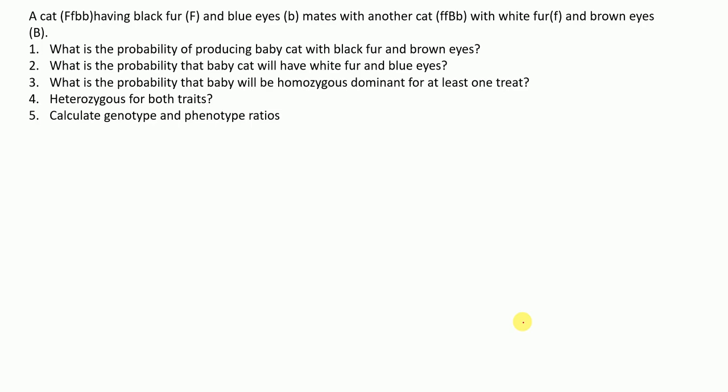Okay, first, we have 2 cats, right? So cat 1 is capital F, small f, and small b. This is cat 1, and cat 2 is small f, capital B, and small b. This is cat 2. And let's create Punnett Square.